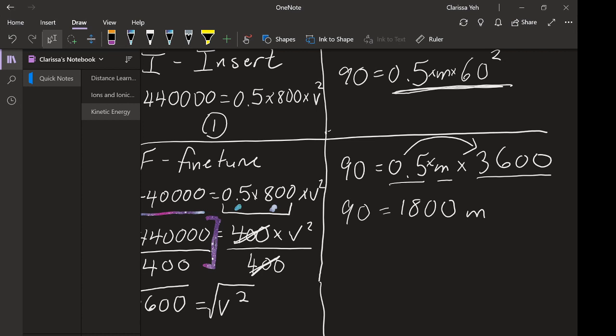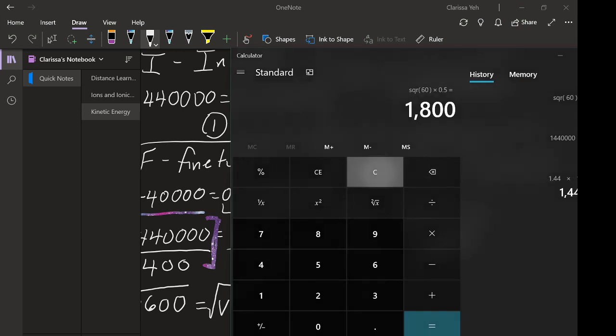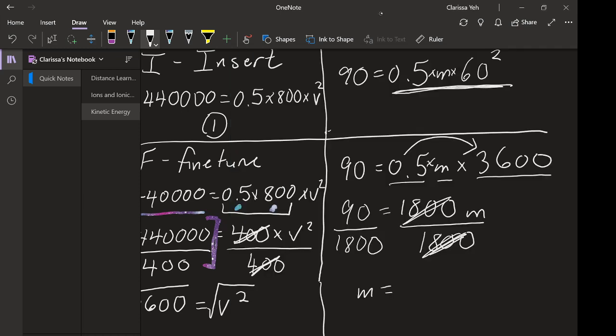Now I have to rearrange by moving my 1,800 to the other side to make it so it's just m on its own. Anything I do on one side I have to do on the other. Those cancel, and m is 90 divided by 1,800, and that's 0.05 kilograms, which is my final answer. So that should have been the final answer, 0.05 kilograms.